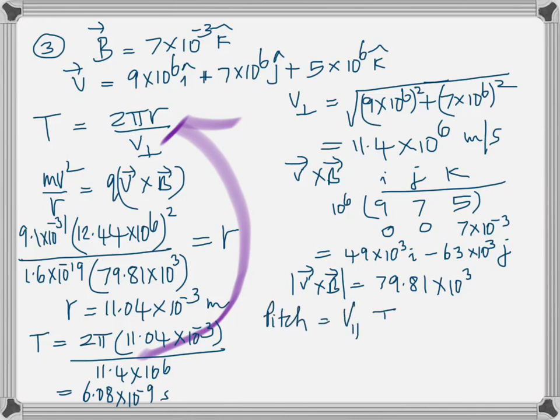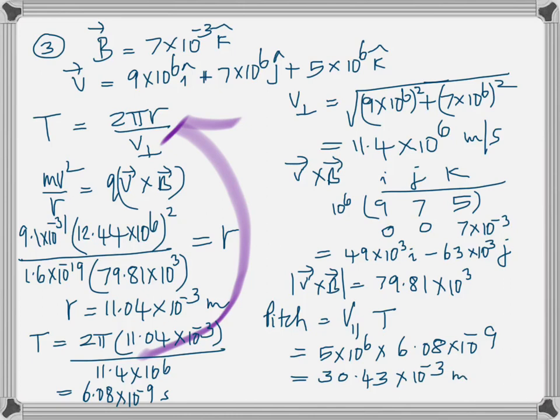Now, the distance moved forward is actually called the pitch. So it's v parallel times t. It's called the pitch of the helix. And my answer that I got is 3 centimeter. And the closest answer there is 2.6 centimeter.